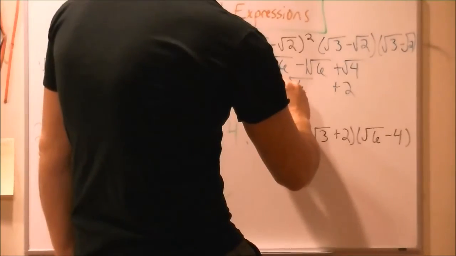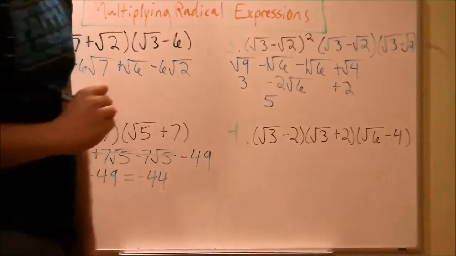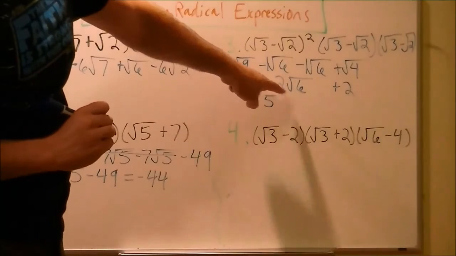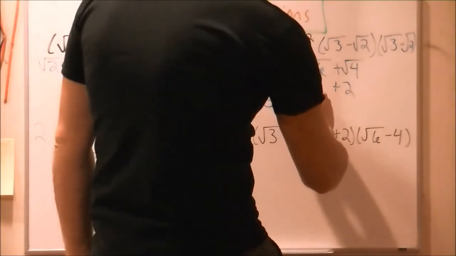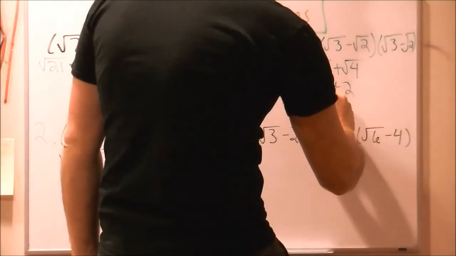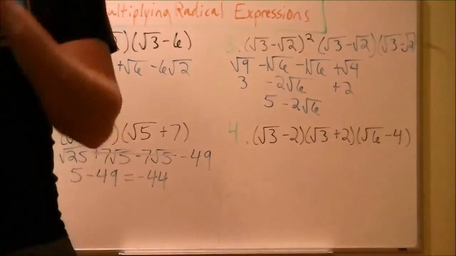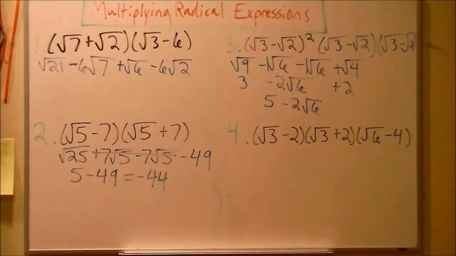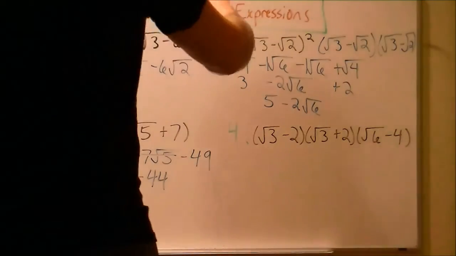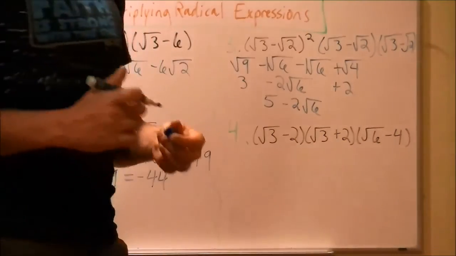Those are like terms, and 3 plus 2 is 5. Then what do I have left? Minus 2 square root of 6. And guys, check your first answer. Whenever we did the shortcut, it's exactly the same answer. And so you can go about it the old-fashioned way, and you'll still come up with the right answer.